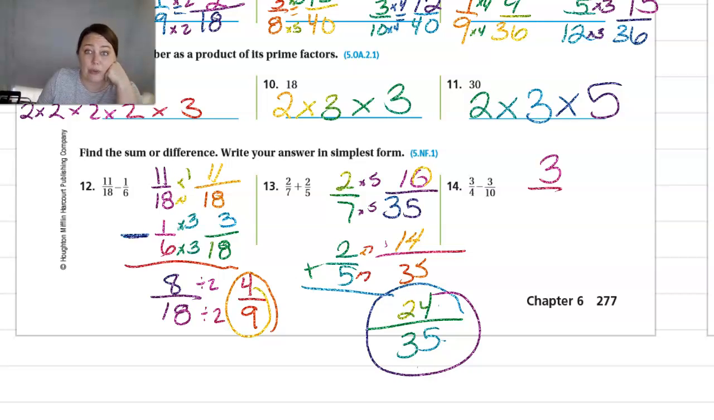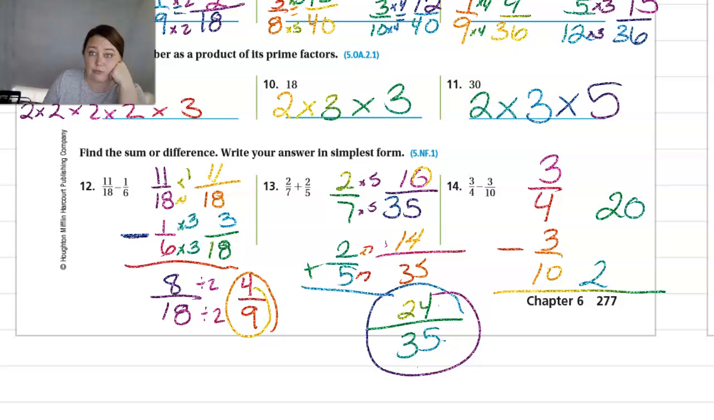All right. 3/4 minus 3/10. Common denominator is 20. 4 times 5 is 20. 3 times 5 is 15. 10 times 2 is 20. 3 times 2 is 6.